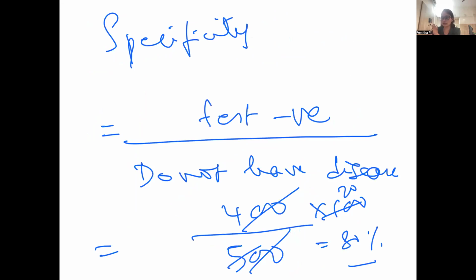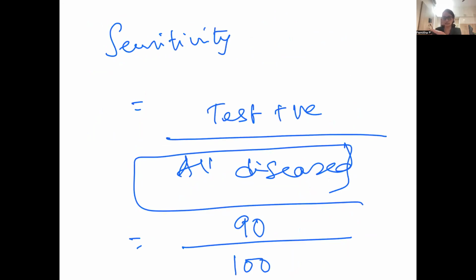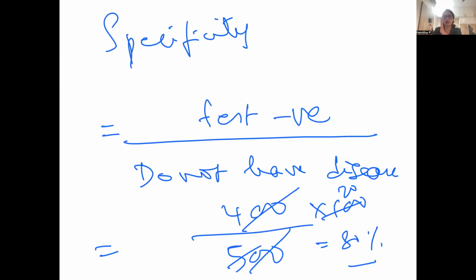So I'm just going to go back and tell you these two again. Remember it in simple English, even when you're asked in the exam. Instead of saying true positive divided by blah blah blah, you say sensitivity means that out of all those who are diseased, how many of them will test positive for that particular test. And specificity means of all those who are non-diseased, or for whom the gold standard is negative, how many of them will get a test negative is called your specificity.